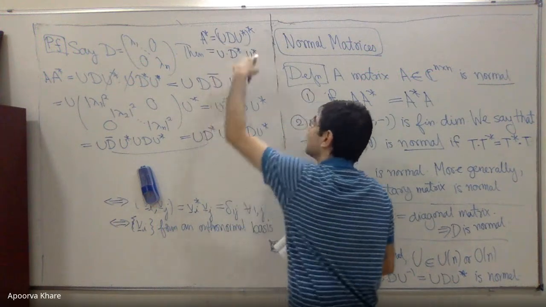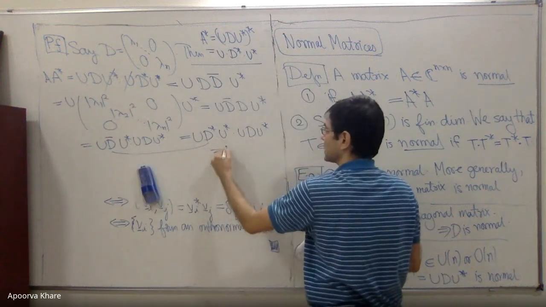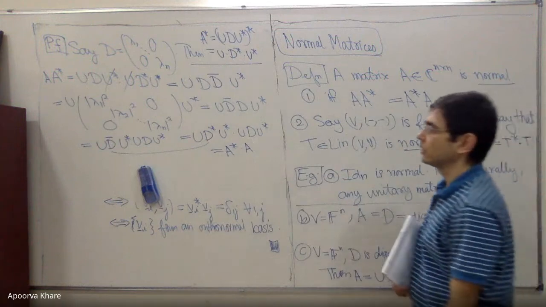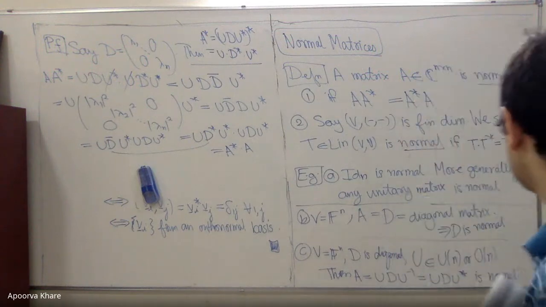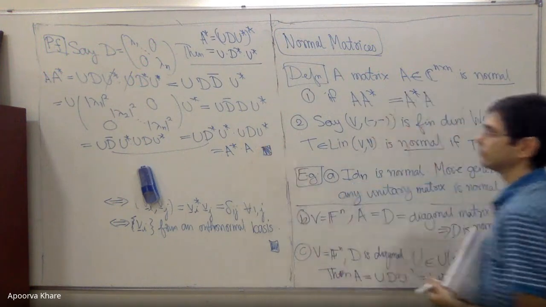U star. That was what was here, and that was being used here, and now that is again being used here. This is A star. This is A. So A star equals A star. So that is what we have, and therefore it's normal. Great.